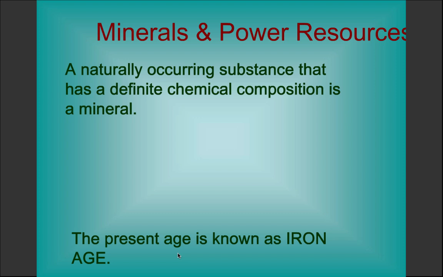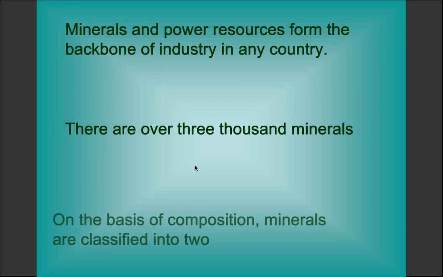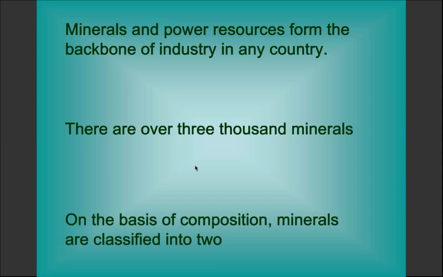Minerals are naturally occurring substances that have a definite chemical composition. Now, I know in the beginning of this course we talked about basic rocks and minerals, but these are specifically minerals that we're going to use in our everyday lives. We actually are in what right now is called the Iron Age. There are over 3,000 minerals, and they're the backbone of any industry.